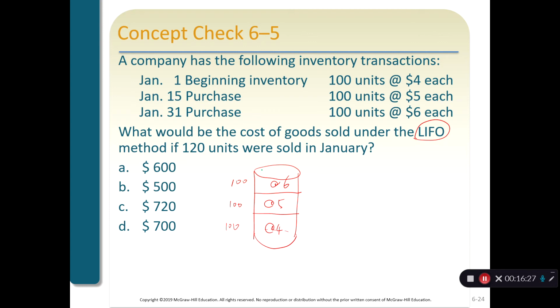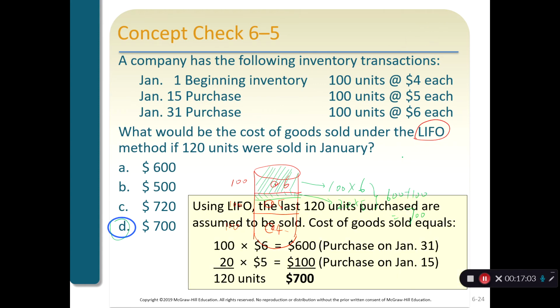That means we start taking out inventory from the cost layer of $6. We take out the whole 100 units, and then the extra 20 we take out from the $5 layer. So 100 times 6 is 600, plus 20 times 5 is 100, which adds up to 700. So it should be D if you use the LIFO method.